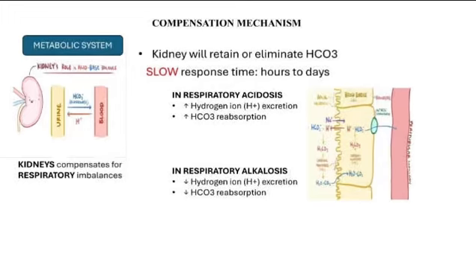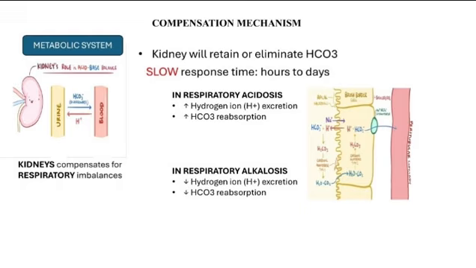So this picture illustrates how our body compensates for respiratory acid-base imbalances primarily through the action of the kidney. On the left side, we see a diagram depicting the kidney regulating bicarbonate level in the blood and urine to maintain balance. The key takeaway here is that the kidney response is slow, taking anywhere from hours to days to fully kick in. So now let's look into the specific mechanism.